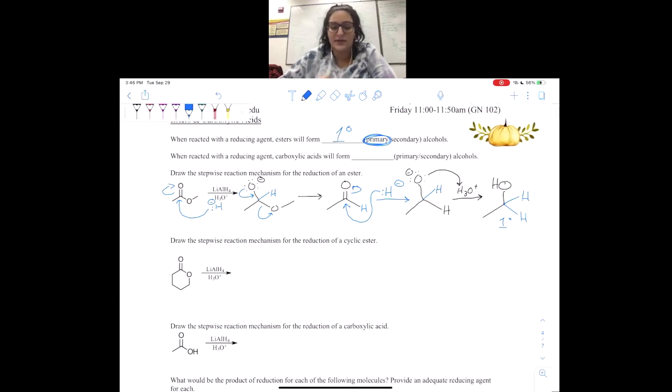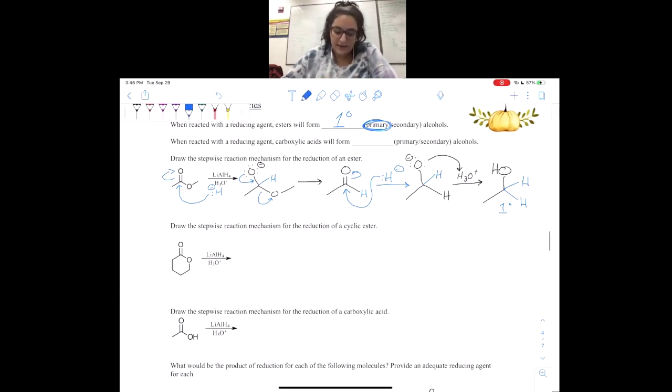And just to note one more time, we have to use LiAlH4 for these reactions because the ester and carboxylic acid are less reactive. If we were to have used DIBAL, this reaction would proceed only to this point and form the aldehyde and not go any further.